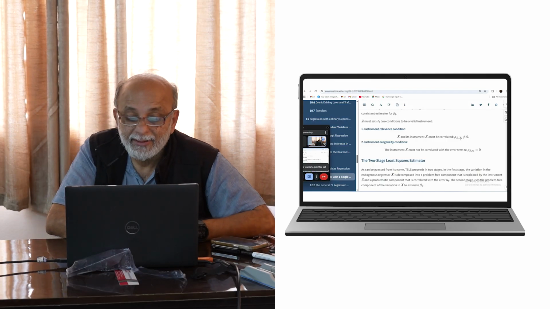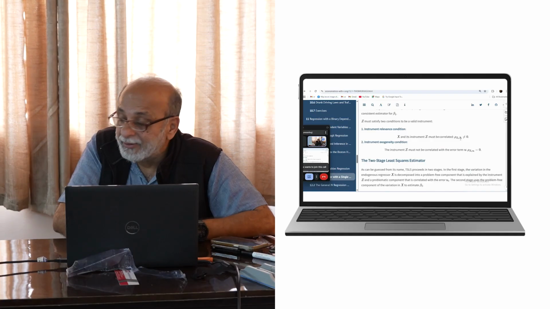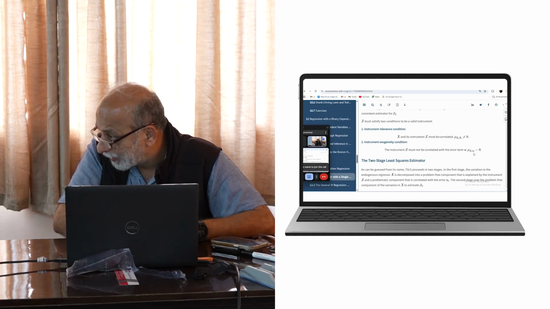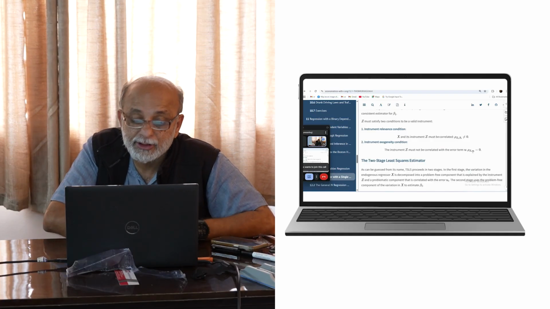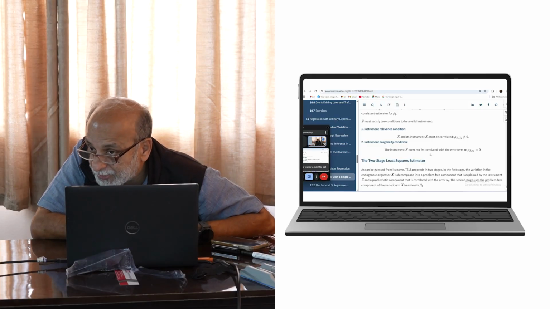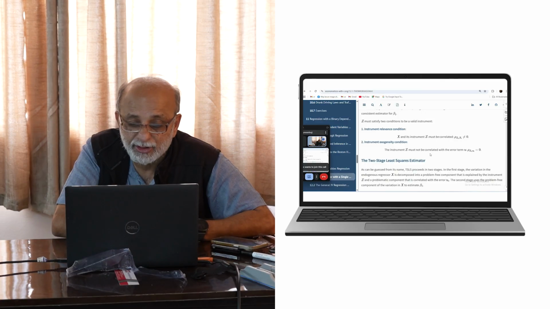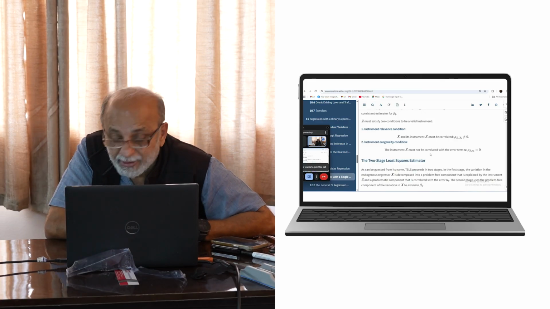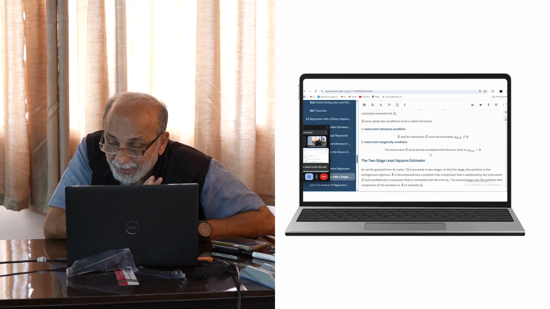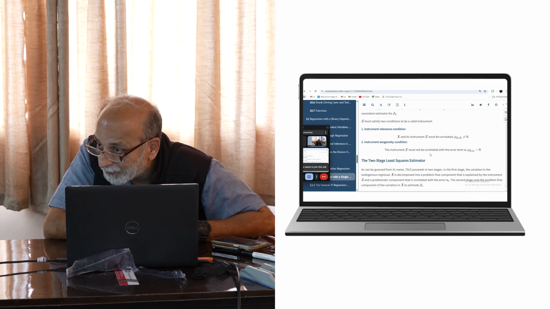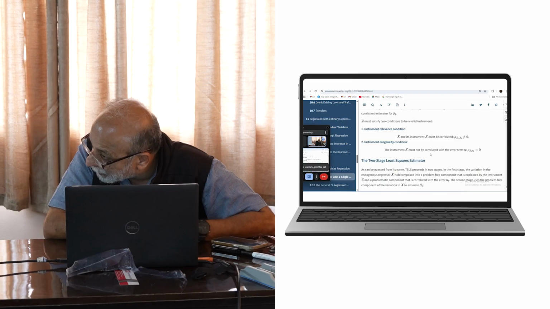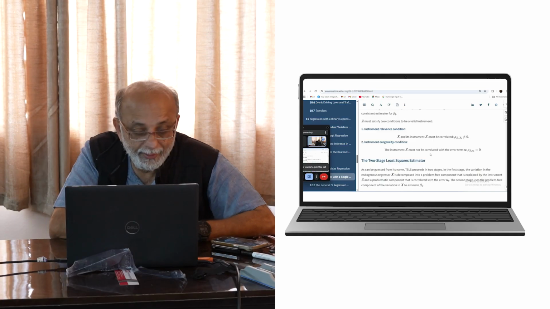And then Z and the error term should be uncorrelated, which is called the instrument exogeneity condition. Those are our two conditions that must be satisfied for instrumental variable regression. Instrument relevance: X and Z must be correlated for Z to be a relevant instrument. Instrument exogeneity: the correlation between Z and the error term must be 0, right?